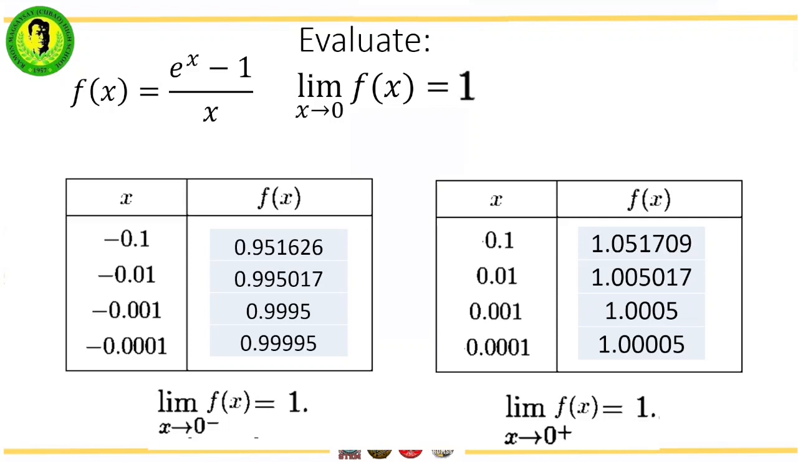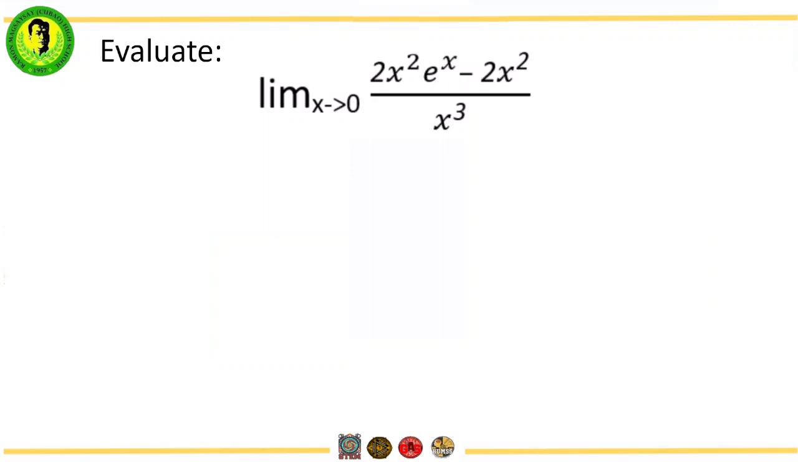Let's have an example. Evaluate 2x squared e raised to x minus 2x squared all over x cubed. What is the limit of that as x approaches 0? Using direct substitution, what will be the value? Okay, so it is indeterminate, 0 over 0. So we must find a way of finding the limit aside from direct substitution, or before we use direct substitution.